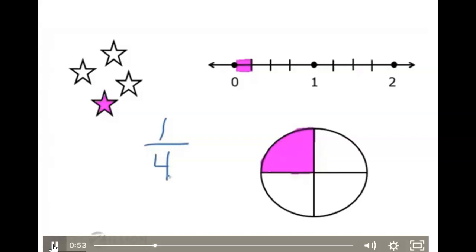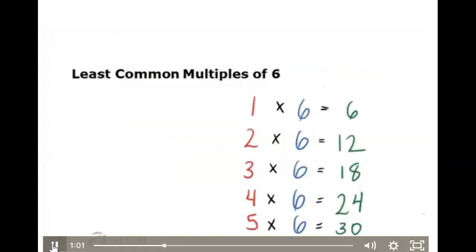You know that the word equivalent means equal. When we talk about common denominators, that means that the denominators of the fractions will be the same. When finding common denominators, you need to know about least common multiples.